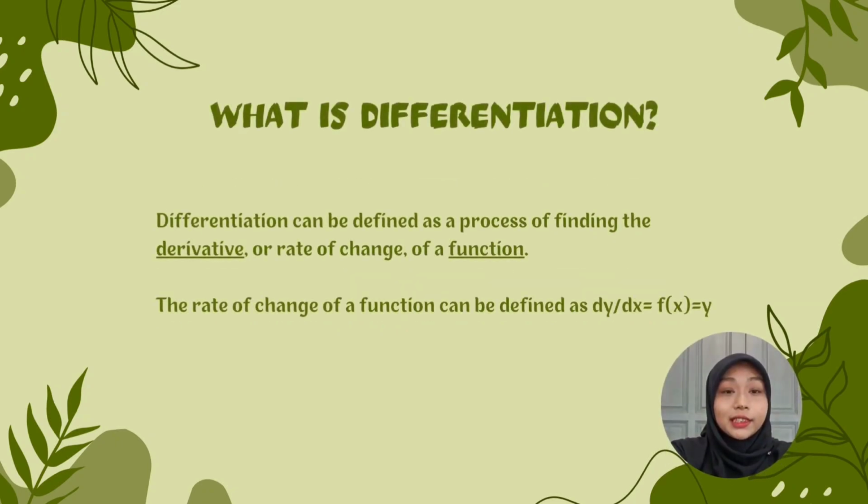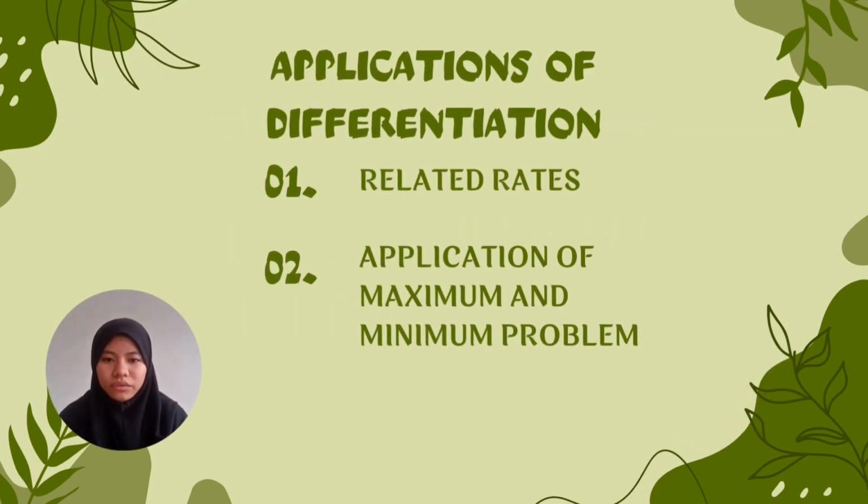What is differentiation? Differentiation is a method of finding the derivative of functions. It is a process in math where we find instantaneous rates of change in a function based on one of its variables. There are a few applications of differentiation, but in this video we will only discuss two topics: the first is related rates and the second is the applications of maximum and minimum problems.